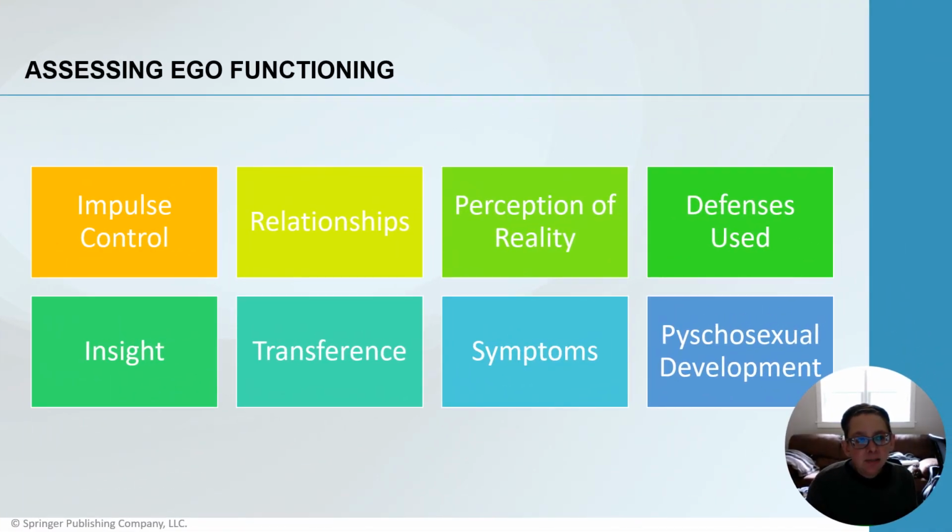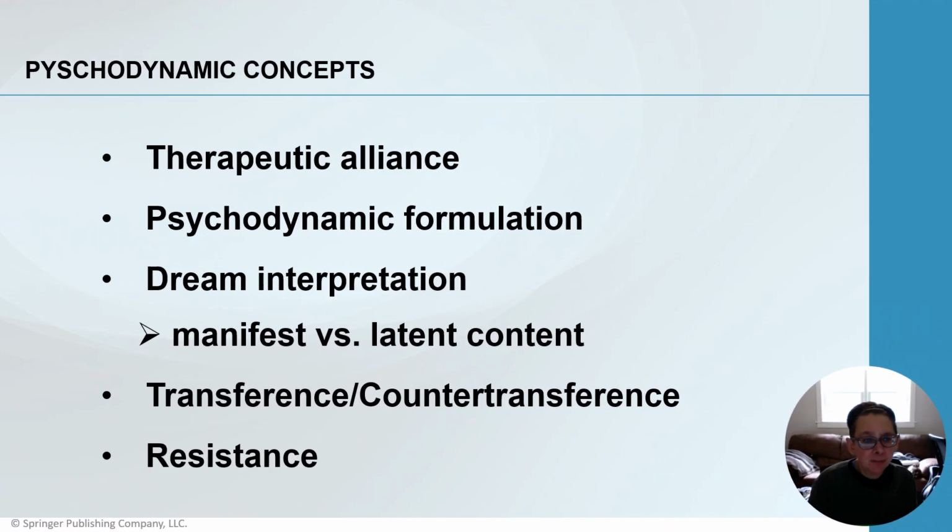So chapter 3 discusses assessing the ego function. So really understanding the patient's impulse control, their relationships, their perceptions of reality, the defenses they use, insight, transference, their symptoms, and psychosexual development. And within the psychodynamic concept, you want to build that therapeutic alliance, as we've discussed in other chapters. Psychodynamic formulation we talked about. They use dream interpretation. And then transference and countertransference you have to be aware of within the psychodynamic relationship. And then, as we talked about in other chapters, the resistance.